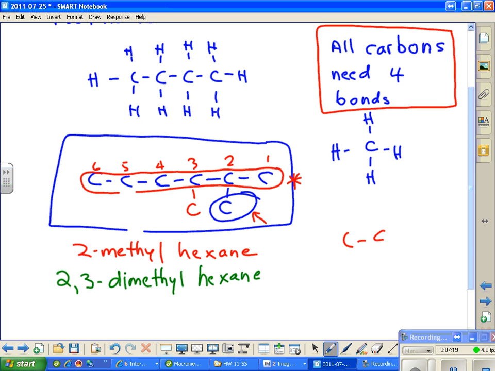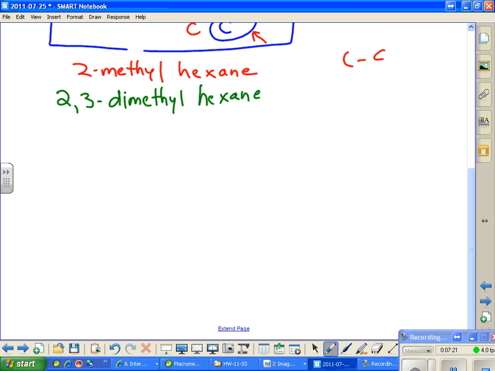Okay, let's extend the page a little bit. Let's do another one. Now, with this guy, we're going to start out with a nice long one. Here we go. Are you ready? I'm going to put the substituents in a different color. Let's try it this way.